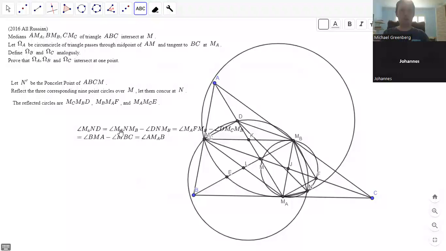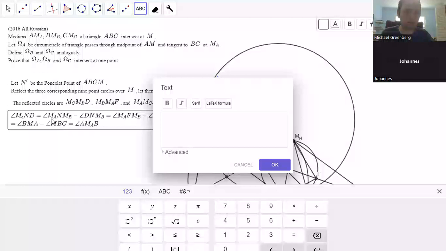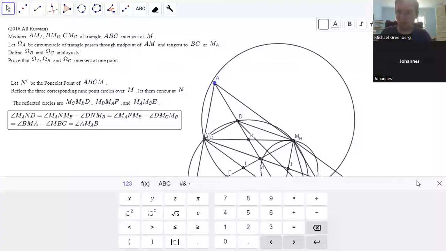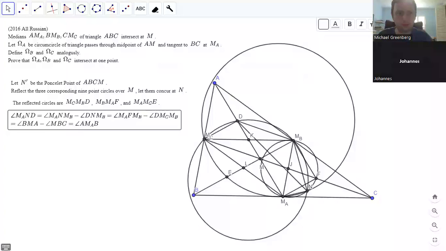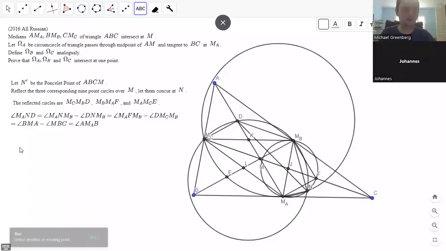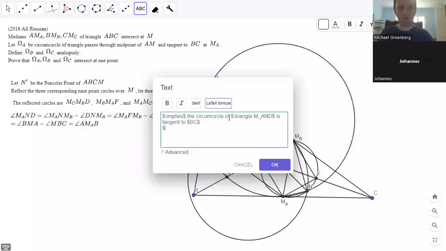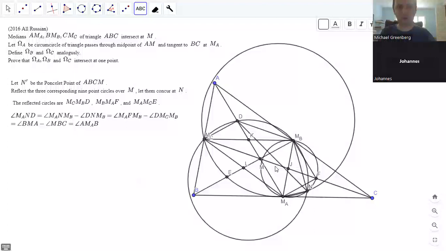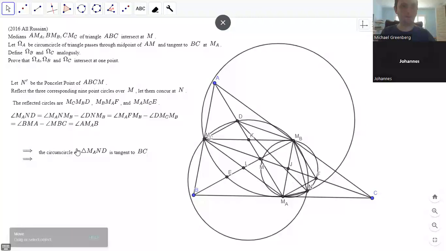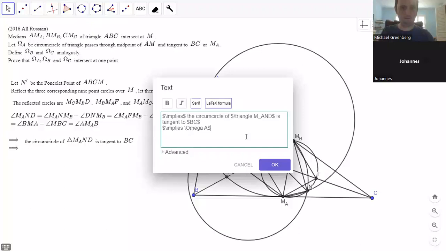All right, so that means, let me make that A capital. So this means that the circumcircle of MA and D is tangent to BC. So this means that circle, what was that? That was omega A. So that passes through N.